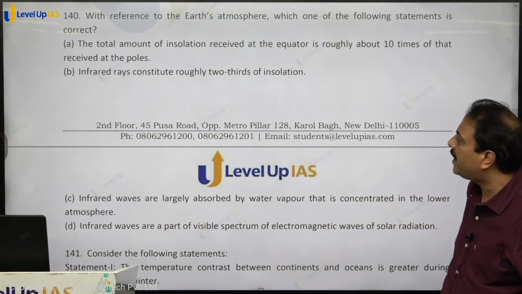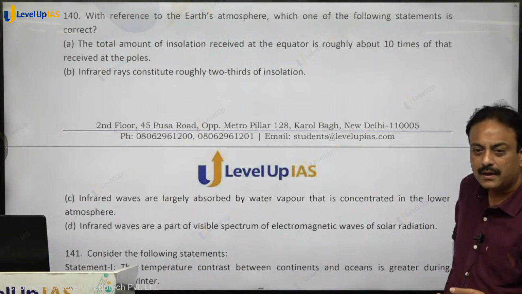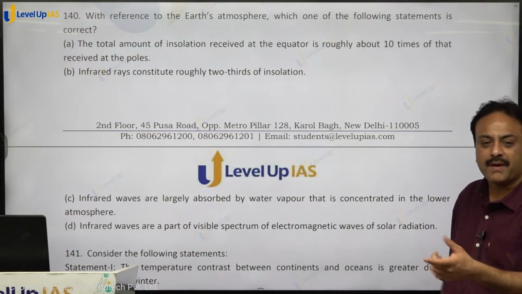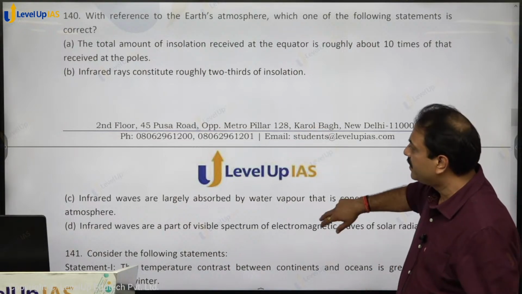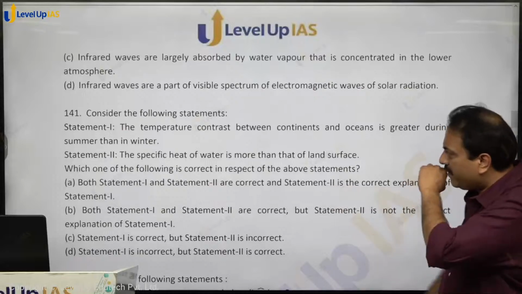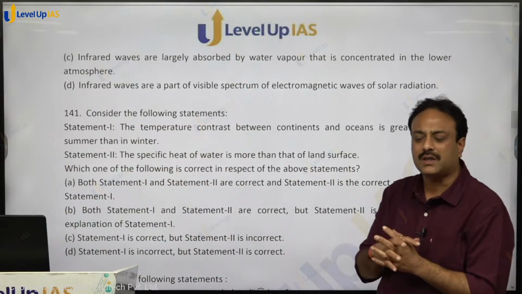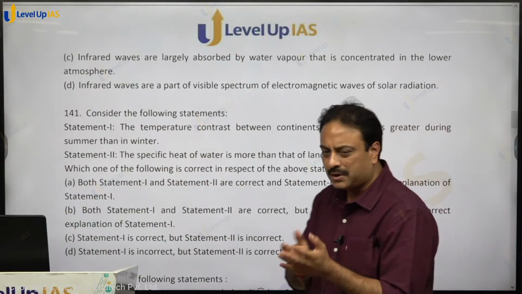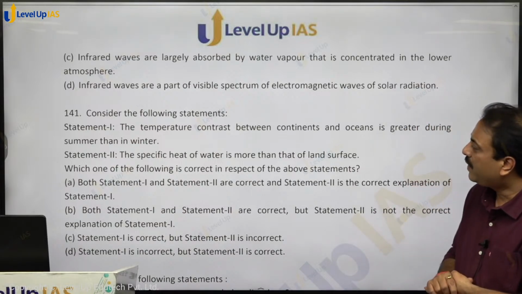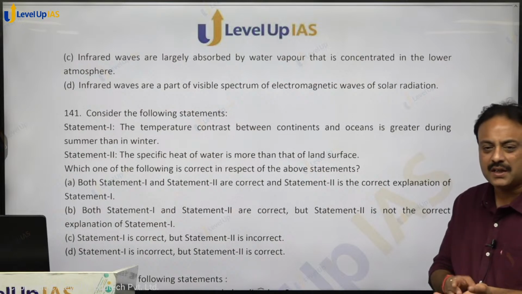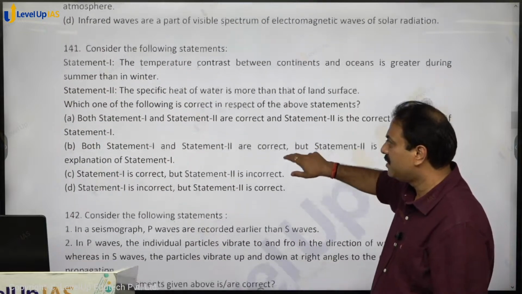Infrared rays constitute roughly 2/3 of the insolation. It is not 2/3, it is half, between 50 to 55, it is not fixed, it will vary from place to place, 50 to 55. Infrared waves are largely absorbed by water vapor that is concentrated in the lower atmosphere, correct or not? Water vapor absorbs these infrared waves, that increases the temperature, it's correct. Infrared waves are a part of the visible spectrum? We cannot see them, so it is not a part of the visible spectrum. So option C, C for cat, will be the right answer.